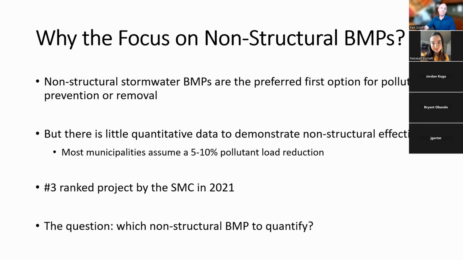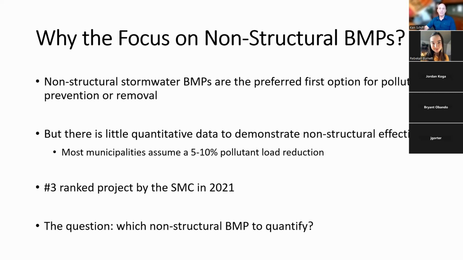Here in Southern California, most of the regulated agencies, as they put together their watershed management plans, assume that these non-structural things can capture between 5 and 10% of their total pollutant load during wet weather. But there's not a lot of data to support that. So it's what I would call a best professional judgment kind of number. That's why the SMC said, well, let's do some quantification, and you can see it was one of their highest ranked projects.